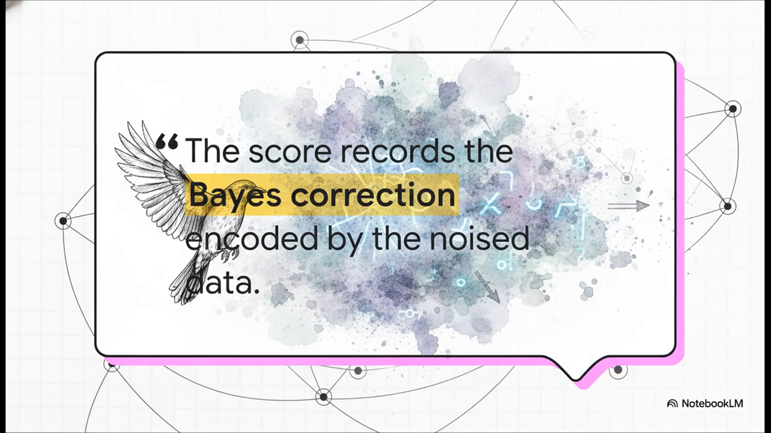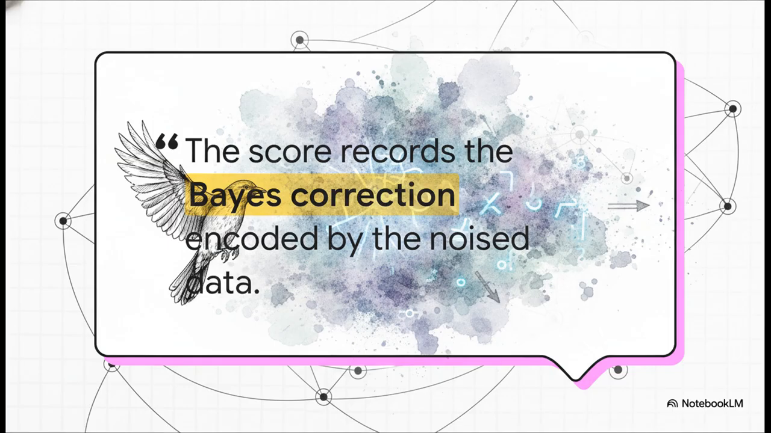This grounds our practical application beautifully. Diffusion isn't just blindly memorizing a forward path so it can walk it backward. As the source material specifies, the score records the Bayes correction encoded by the noisy data distribution. At every single discrete step, the machine is calculating an optimal Bayes correction. It's making a highly educated inference, bridging the noisy observation right in front of it with the pristine, clean signal it aims to reach.